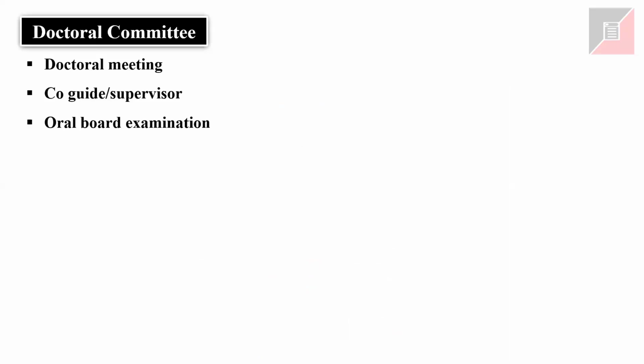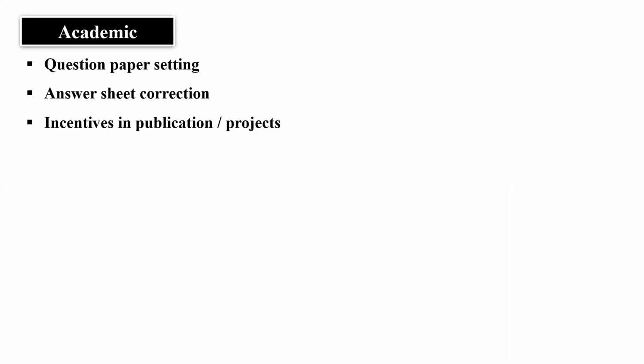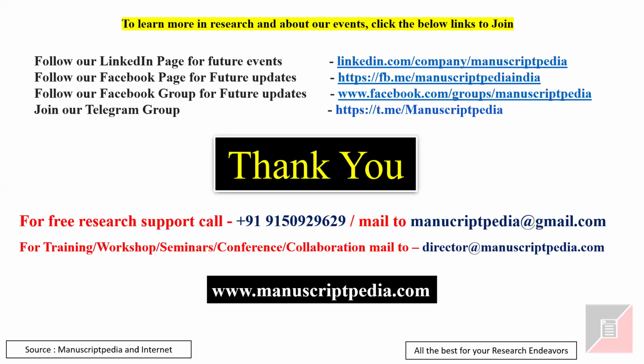Then you can be a doctoral committee member, co-guide for various research students, various committee members. Then you can be a peer committee member for NAAC, NBA, ISO audit, and other things. You can do research consultancy and other tasks based on your research knowledge. And in academics, there are question paper settings, answer sheet evaluations, and some institutes provide a very low salary, but incentives in huge numbers. I know some institutes. So these are all, and there are still more. As researchers, you get a lot of options.